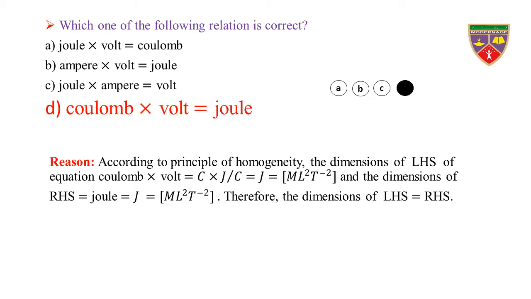The dimension of J is [ML²T⁻²], and the dimensions of the right-hand side, which is Joule, is equal to J, and the dimensions of J are [ML²T⁻²]. Therefore, the dimensions of the left-hand side are equal to the right-hand side, which is [ML²T⁻²]. Hence, the correct relation is Coulomb into volt, which is equal to Joule.